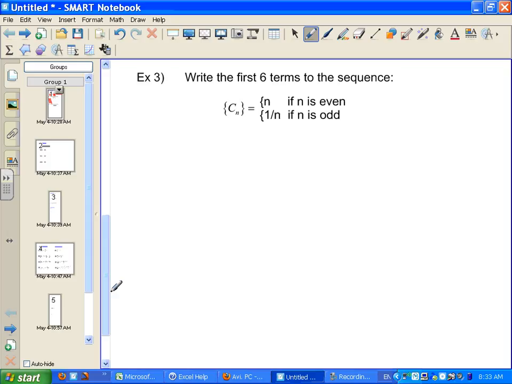So my first term, 1, so it's odd, so it'll be 1 over 1, which is 1. My second term will be 2, because it's even, so it falls into this category. My third term, my fourth term, my fifth term, my sixth term. Okay, so that's kind of a weird one, where it falls into this if-then type thing.